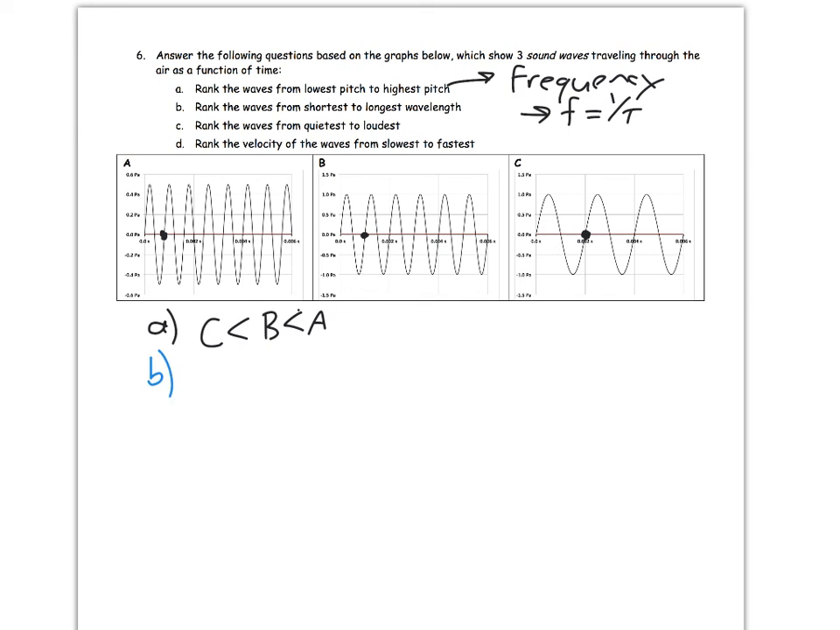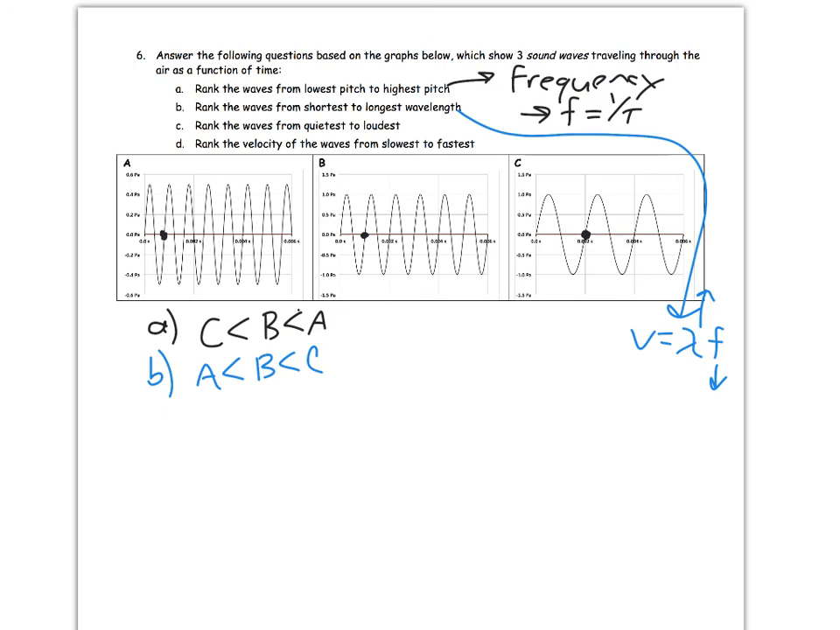For B, we're going to rank shortest to longest wavelength. Again, we don't actually see wavelength on here, but what I would think about is the fact that velocity equals wavelength times frequency. That velocity is going to be constant because the medium is not changing for these 3 waves, and so as the frequency gets smaller, the wavelength gets bigger. So if we're going from shortest to longest wavelength, A with the biggest frequency, highest pitch, actually has the shortest wavelength. B is in the middle, and then C with the lowest frequency, lowest pitch, has the longest wavelength.